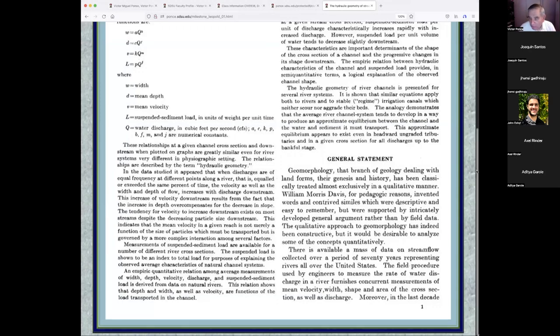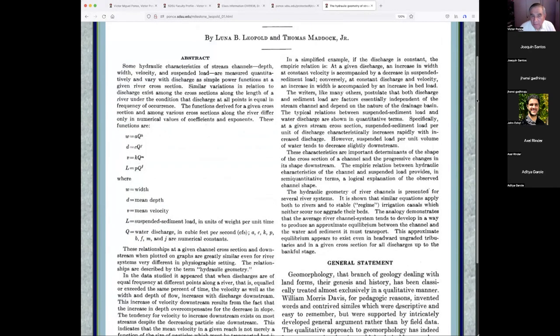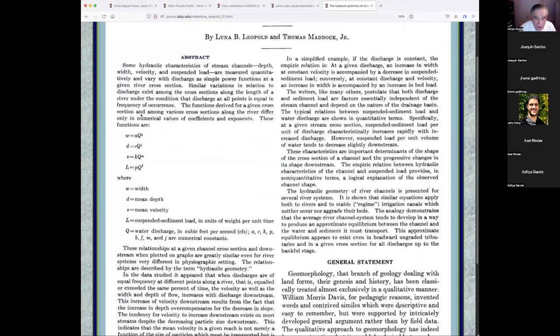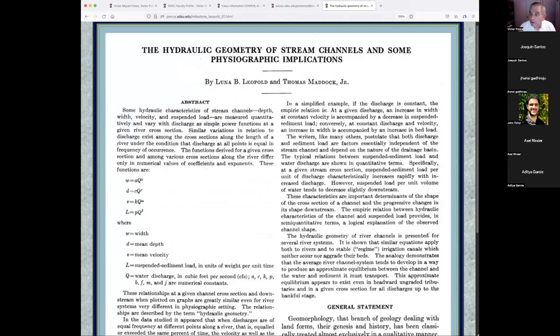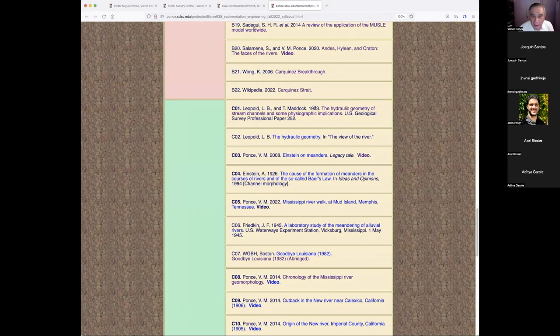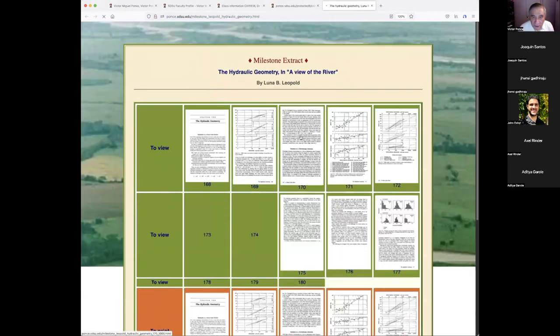But now what I'm going to say is the following. This paper is a very good paper, but I'm not going to review it because I already told you what they're going to be doing. They're going to be doing some algebra with data in order to get the hydraulic geometry. They call it the hydraulic geometry of stream channels and physiographic implications that are derived from the hydraulic geometry. But what actually happened, the stuff that they put together was rewritten in a better way, somewhat clearer way, by none other than Leopold, the hydraulic geometry.